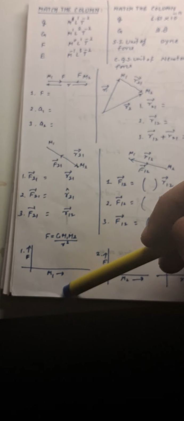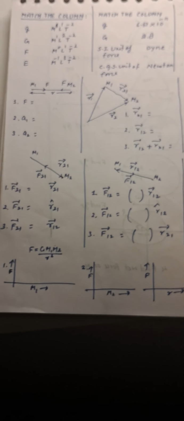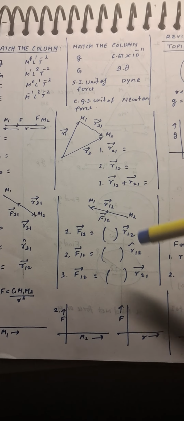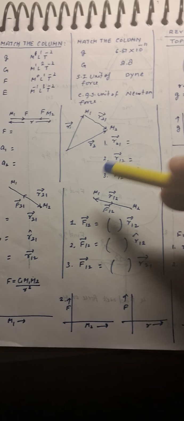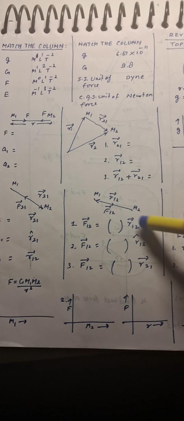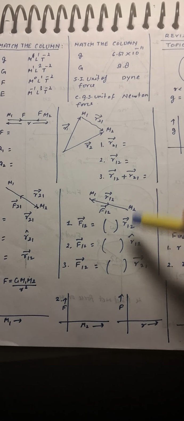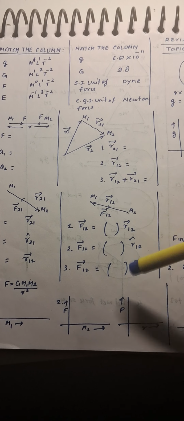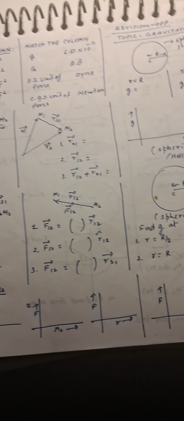Then in another question, we have the expression of force as G m1 m2 by r square. Using this expression, we need to find the graph between F and m1, then the graph between F and m2, and then the graph between F and r. Similarly, in this question, we need to find r21 and r12. You can solve this out. Similarly, in this question, we need to find F12 in terms of vector r12, then F12 in terms of r12 cap, and then F12 in terms of vector r21. So we need to solve these out.